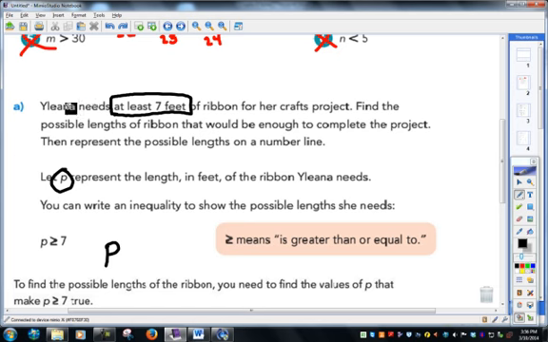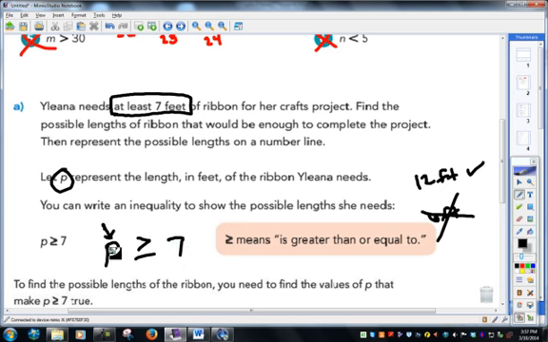But she needs at least 7 feet. So we know we're comparing P and 7. Now we have to determine, okay, at least. Does that mean that she could have more than 7 feet and still be okay? Could she have 12 feet and be okay? Yes, she needs at least 7 feet, so 12 feet she'd be fine. Whereas if she had 6 feet, would she have enough? No. So we got to figure out how we would write this inequality to where this length of ribbon is more or equal to the 7 feet, which is right there.